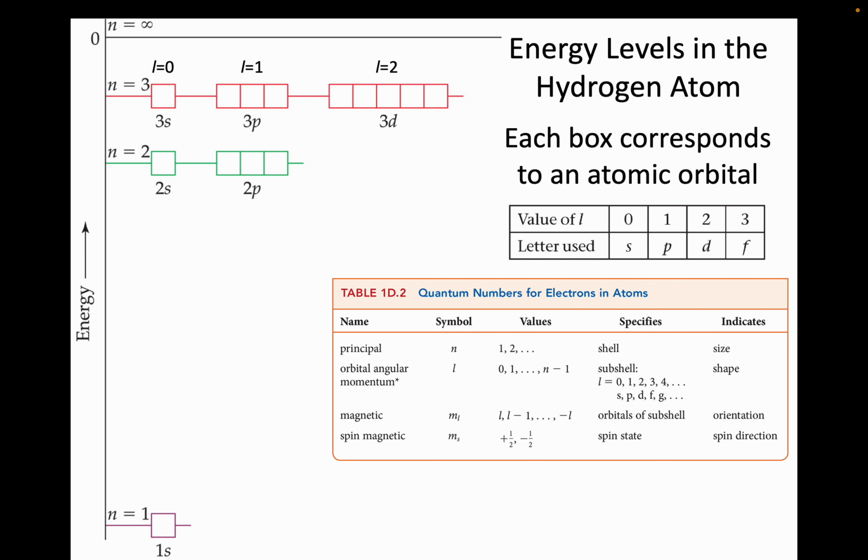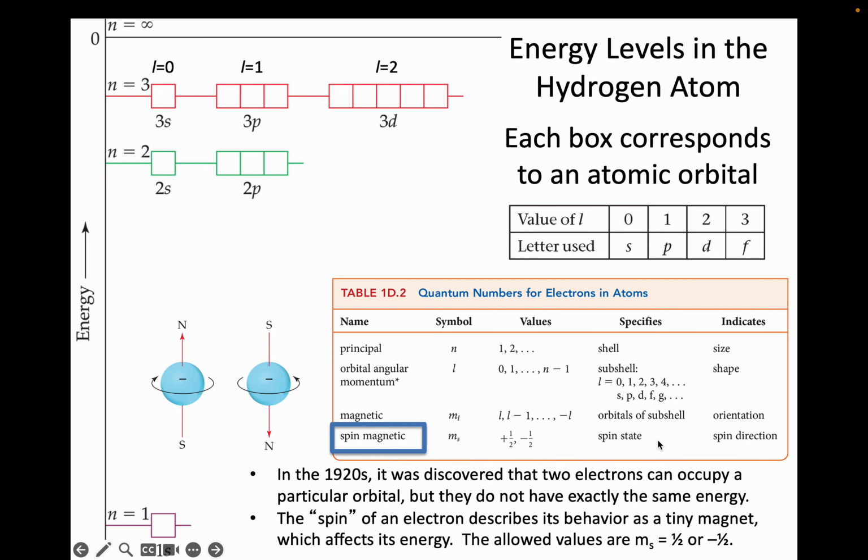So these are the energy levels that we have for the hydrogen atom. We've seen how each of the boxes is an atomic orbital. We have L values, which correspond to the letters that we use to designate different atomic orbitals. And we have our quantum numbers that go with it. We've discussed n, L, and m sub L. The last one to add to this is m sub S.